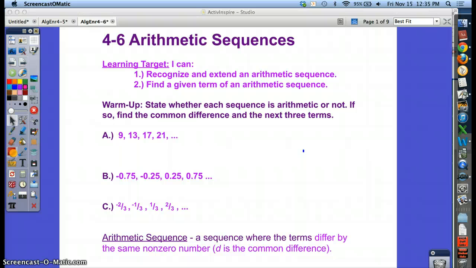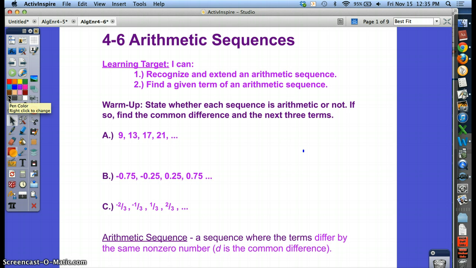In the last section of chapter 4, we're talking about arithmetic sequences. By the end of this lesson, you will be able to recognize and extend arithmetic sequences, as well as find a given term of the arithmetic sequence if I asked you to. But in order to be able to do this, you need to first know what an arithmetic sequence is.